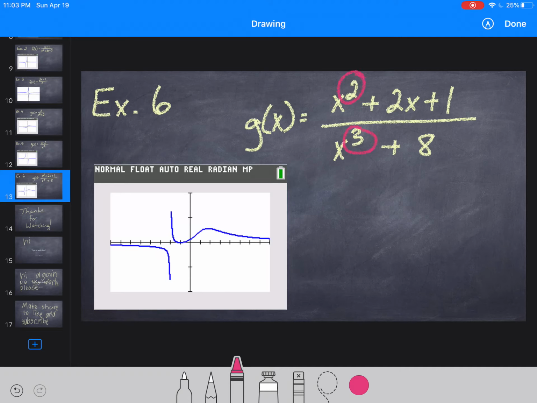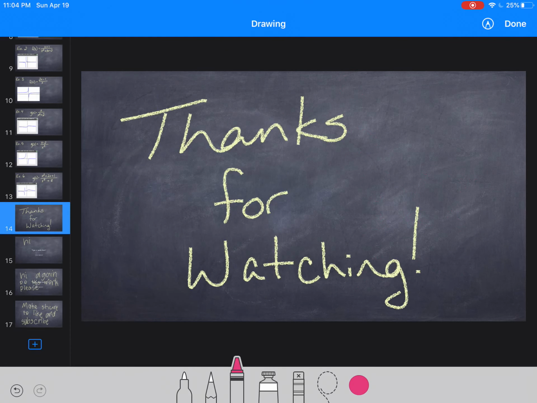For example 6, I have a degree of 2 for my numerator, and I have a degree of 3 for my denominator. The degree of my numerator is less than the degree of my denominator because 2 is less than 3, so my horizontal asymptote is at y equals 0. Because I can tell that whenever I draw a horizontal line at y equals 0, at the ends of my graph, it's going to be getting really, really close to that value, but it's never going to cross it.